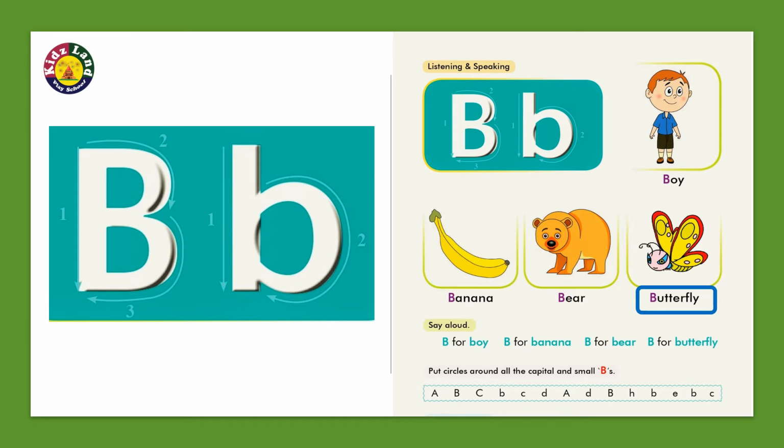butterfly. B-U-T-T-E-R-F-L-Y. Remember kids, when you read the spelling, read it out in rhyming. Here it is the butterfly. B-U-T-T-E-R-F-L-Y. You have to know the words for letter B. Also, you have to know the spelling of it. Okay?